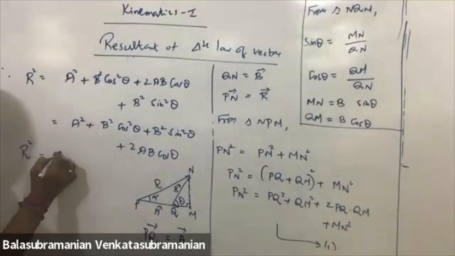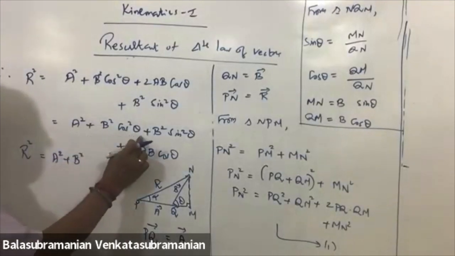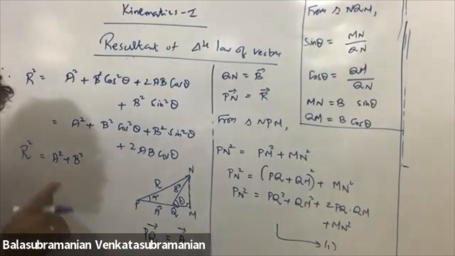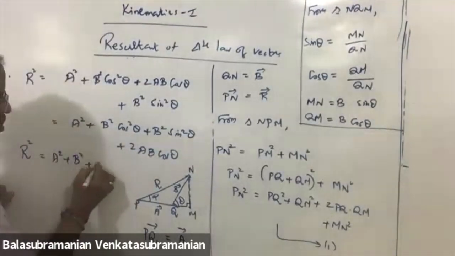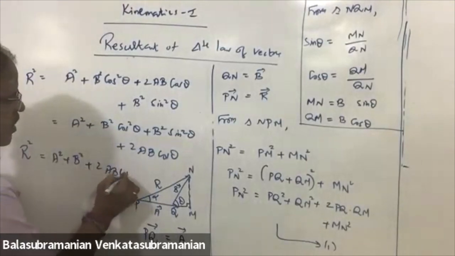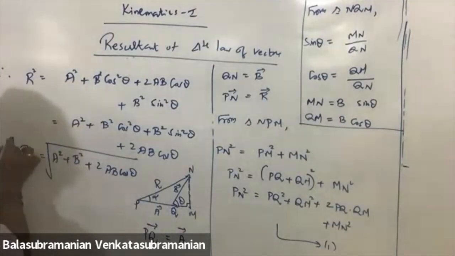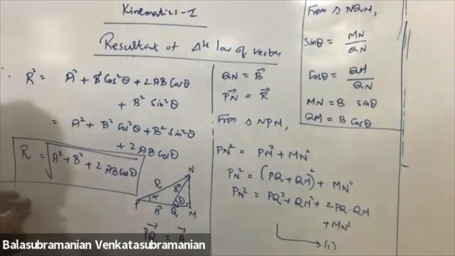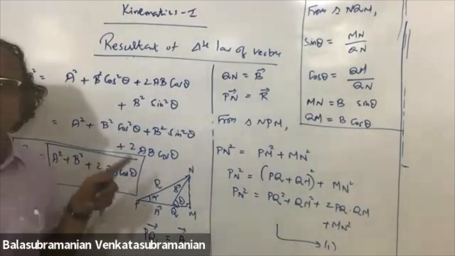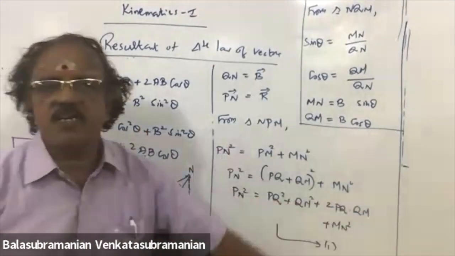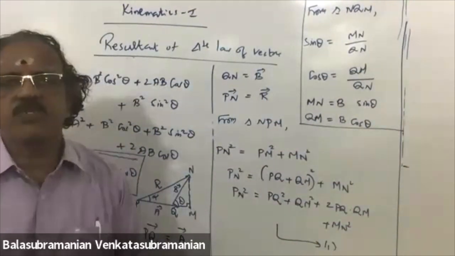A square, you can take out B square common, sin square theta plus cos square theta term will become 1, plus 2AB cos theta. So R is equal to root of A square plus B square plus 2AB cos theta. This is the resultant of the triangle law of vectors. You can put the vector sign, no?